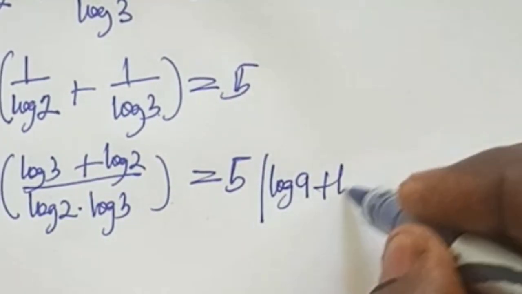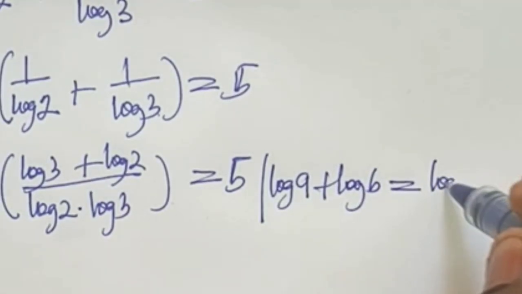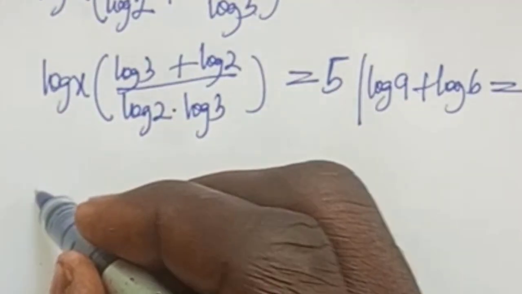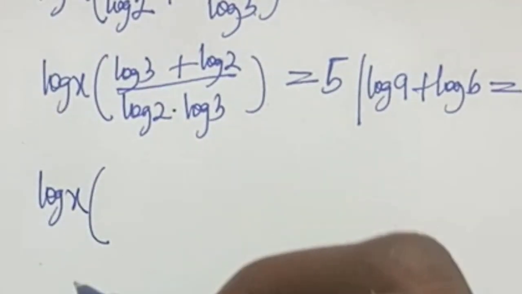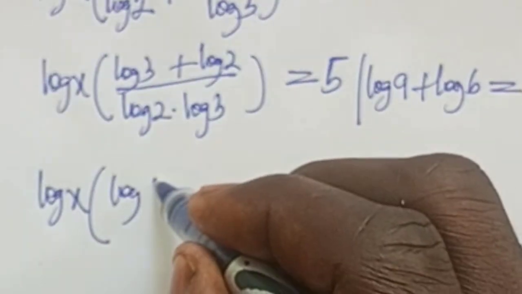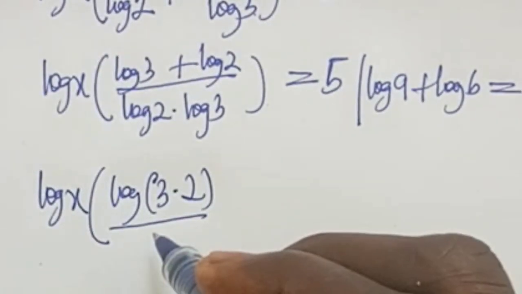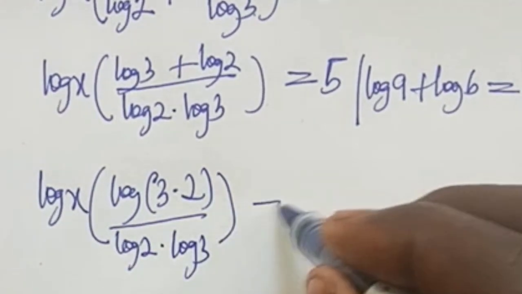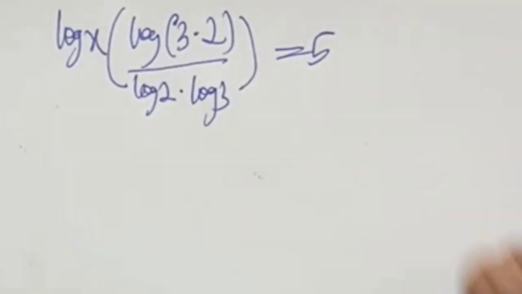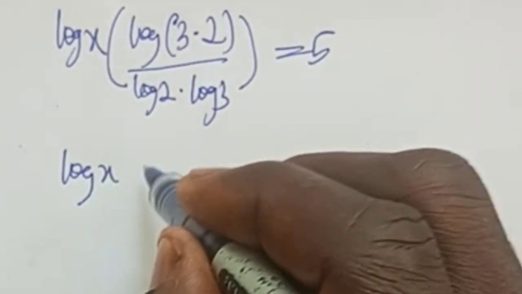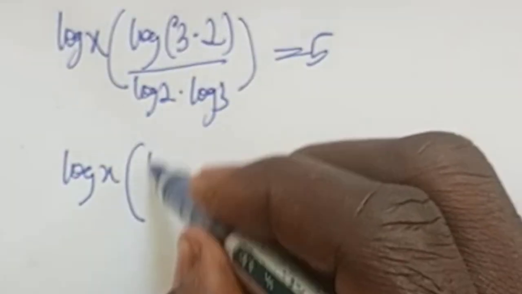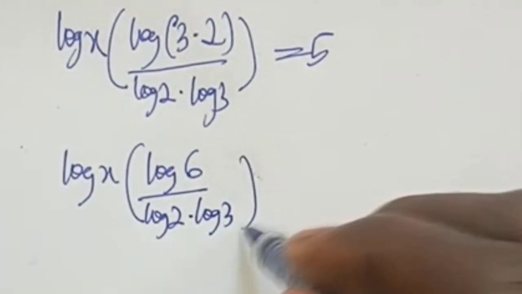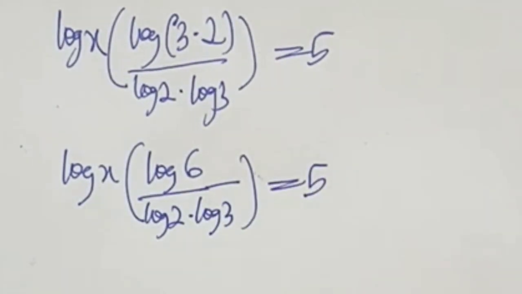But log A plus log B is represented as log A times B. So we're going to apply this here. And the next line becomes log x, open the bracket, log 3 times 2 all over log 2 times log 3, close this bracket. Everything equals 5. And the next line becomes log x, 3 times 2 is log 6, all over log 2 times log 3 equals 5.